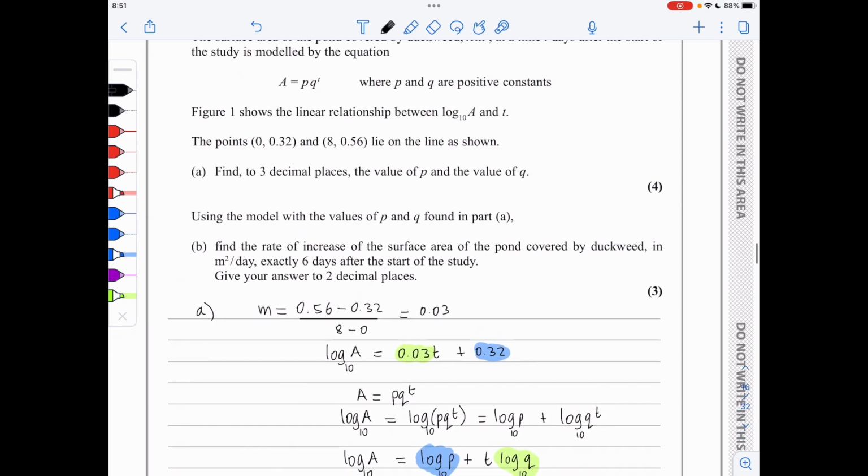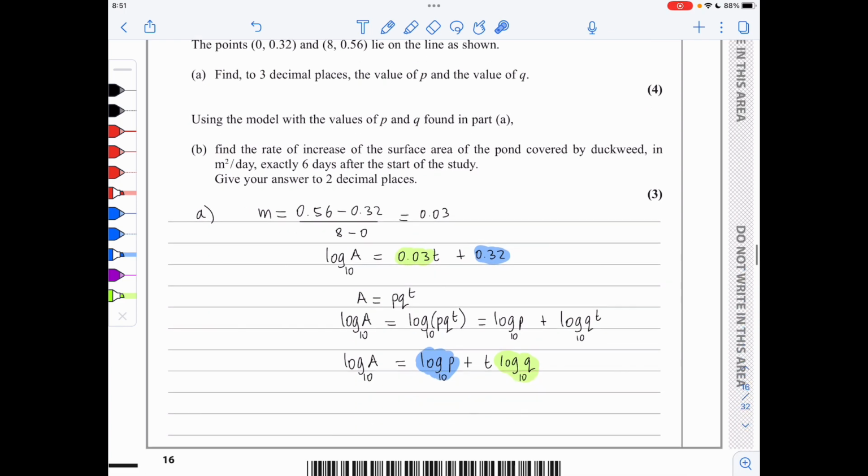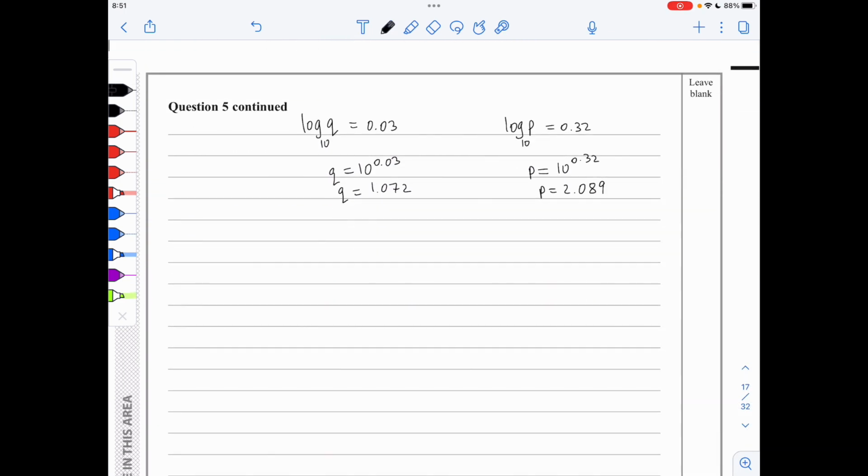Now in part B, we are being asked to use the values of p and q to find the rate of increase of the surface area in square meters per day, exactly 6 days after the start of the study. So I will start from the form of the original model. I'm not substituting numerically the values I found for p and q, as it will make it a lot more difficult to keep track of all the numbers.